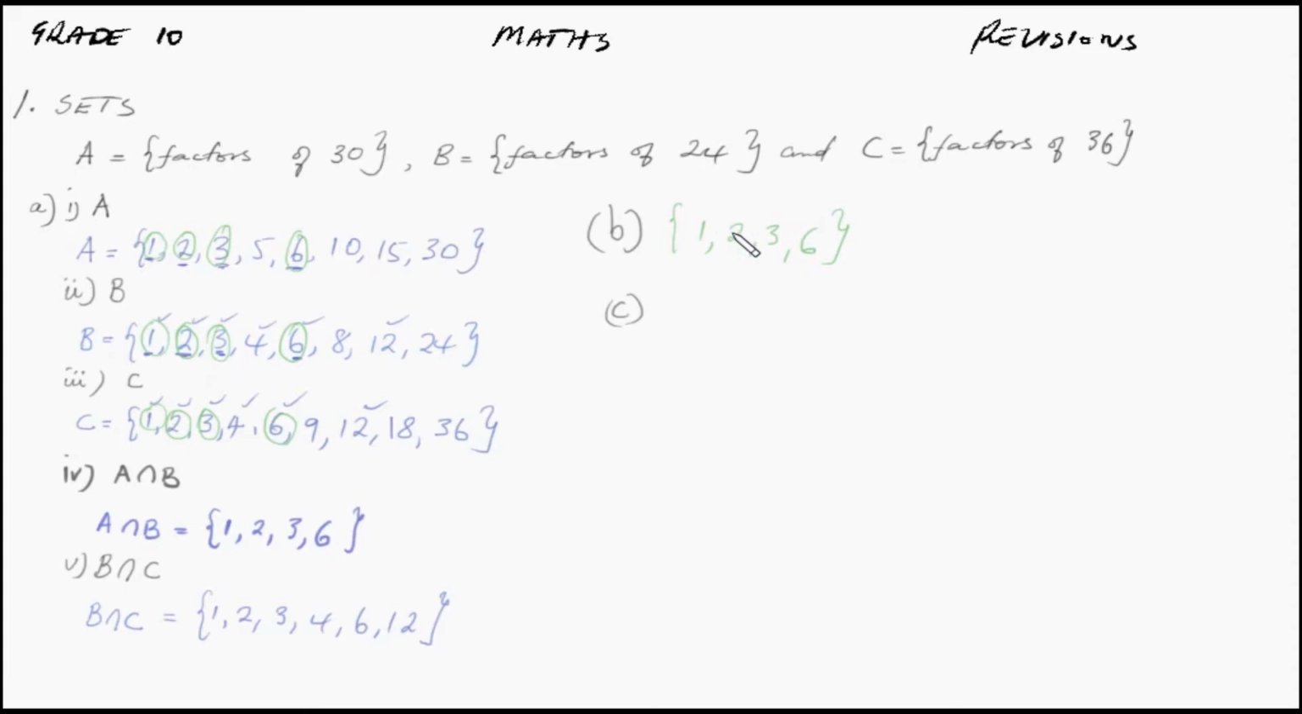So the common factors are this. This is the lowest common factor, but 6 is the highest common factor. Highest common factor is 6. Okay? It's the highest common factor. But this is the set of common factors. Okay? Now, this is actually a question that I found to be very interesting.